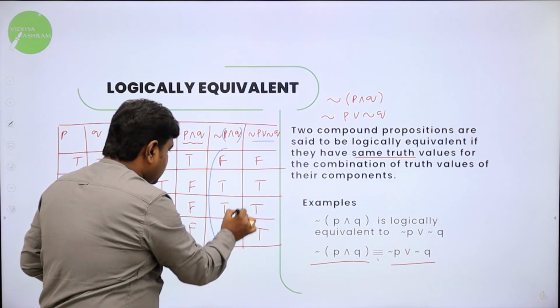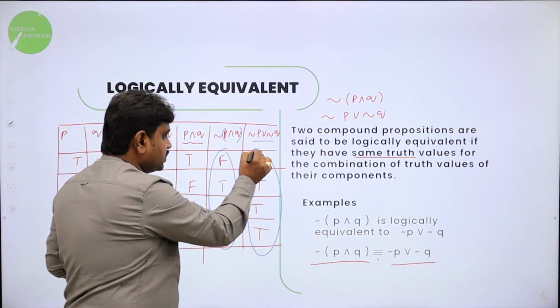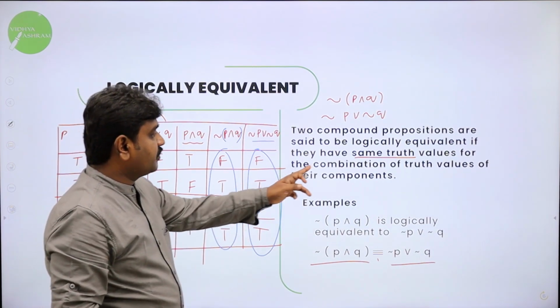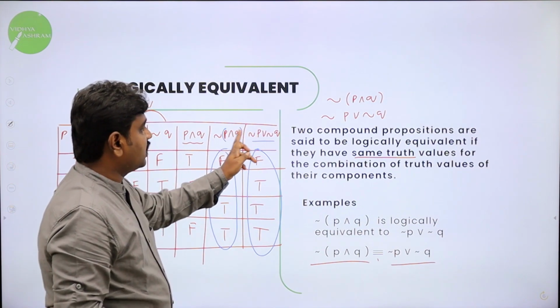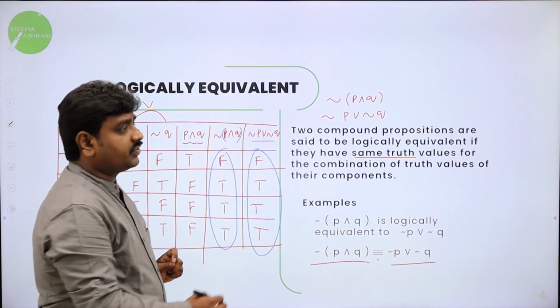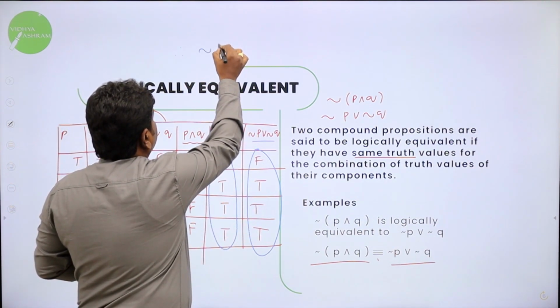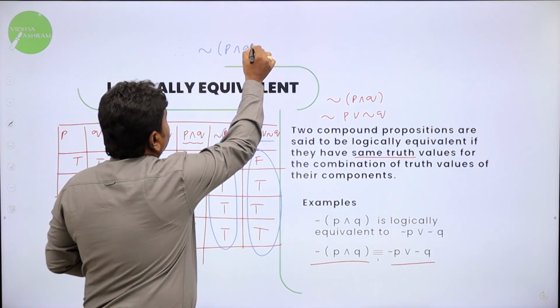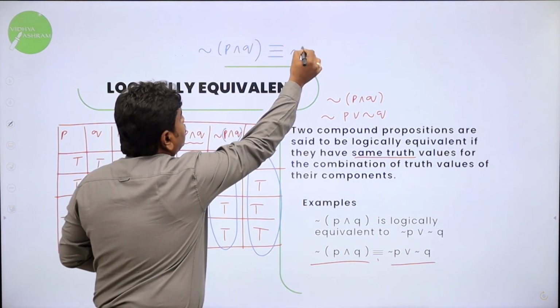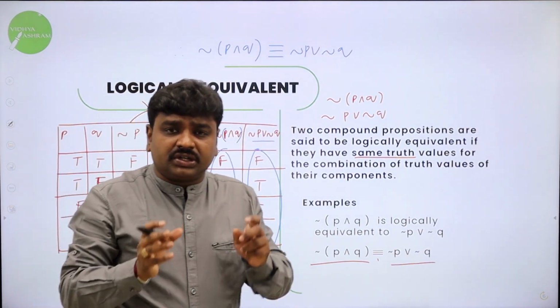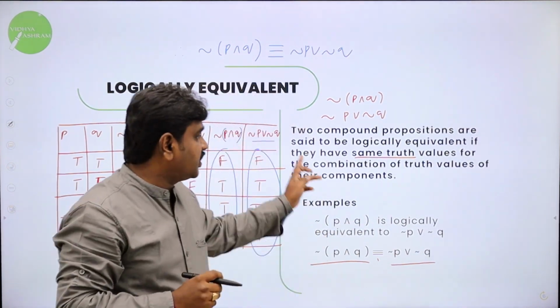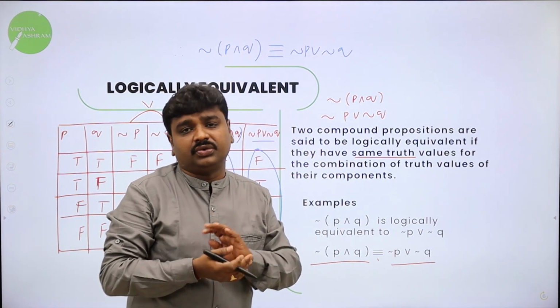So this set of truth values and this are the same. They have the same truth values for the combination. Therefore I can say this and this are logically equivalent. Therefore I can conclude negation of P and Q is logically equivalent to negation P or negation Q. What is meant by logically equivalent? Two compound propositions are said to be logically equivalent if they have the same set of truth values.